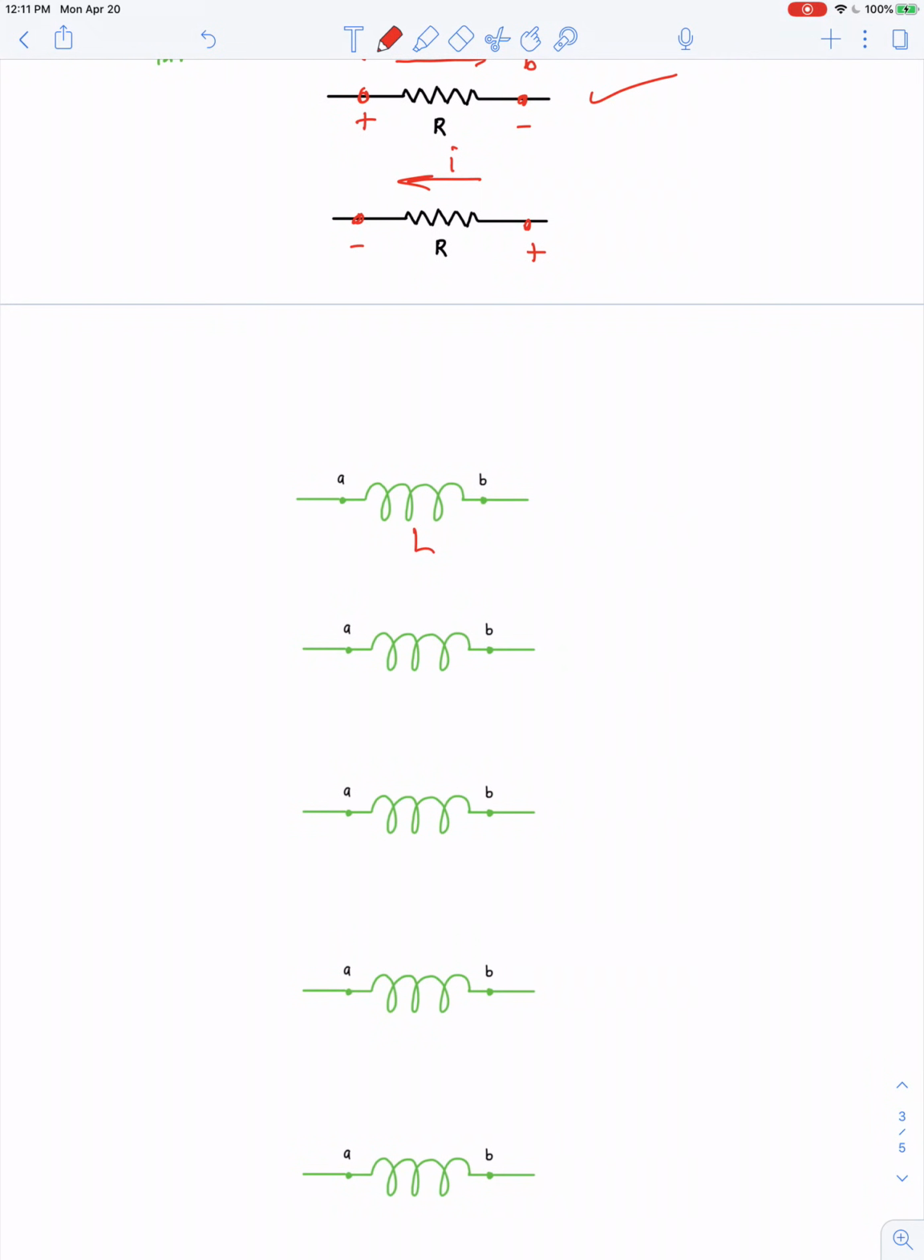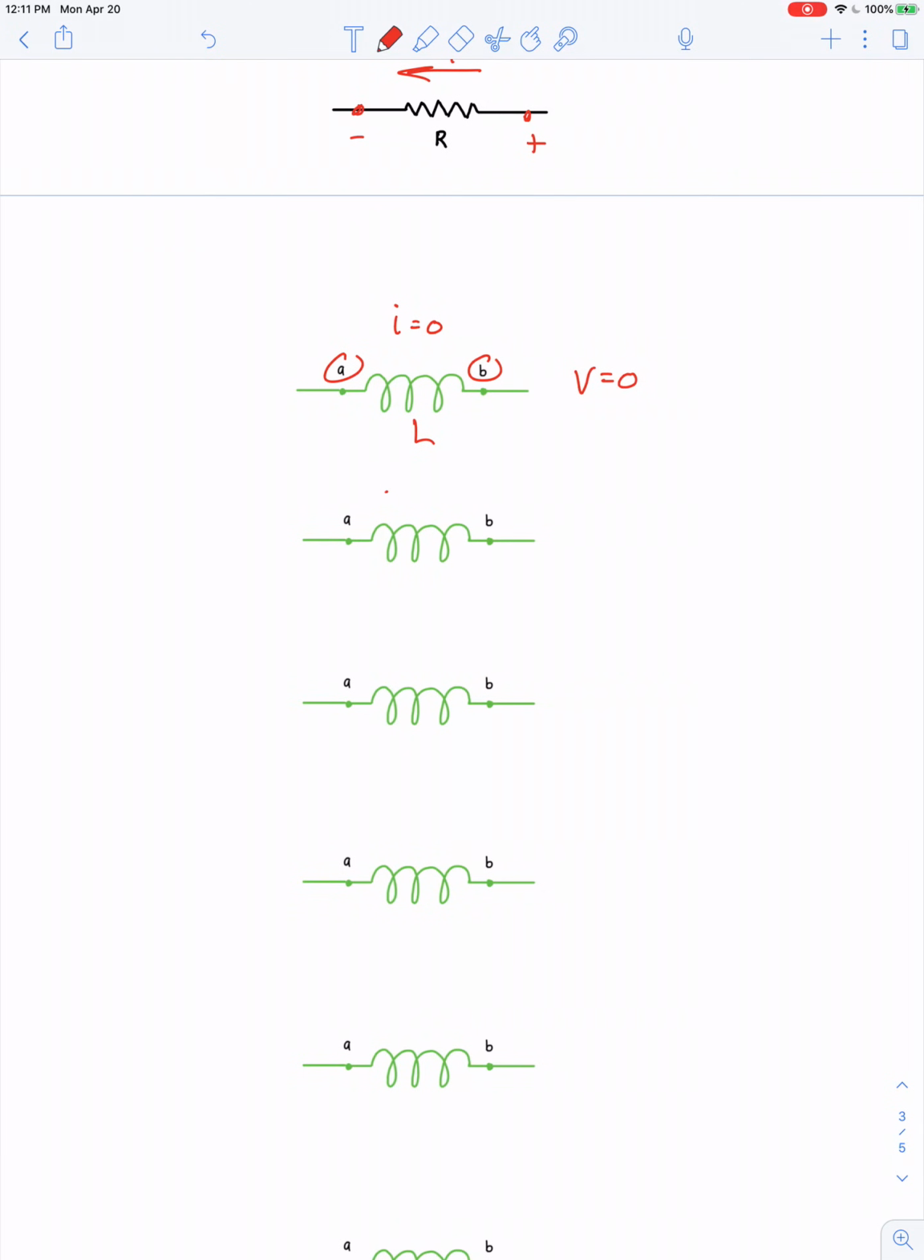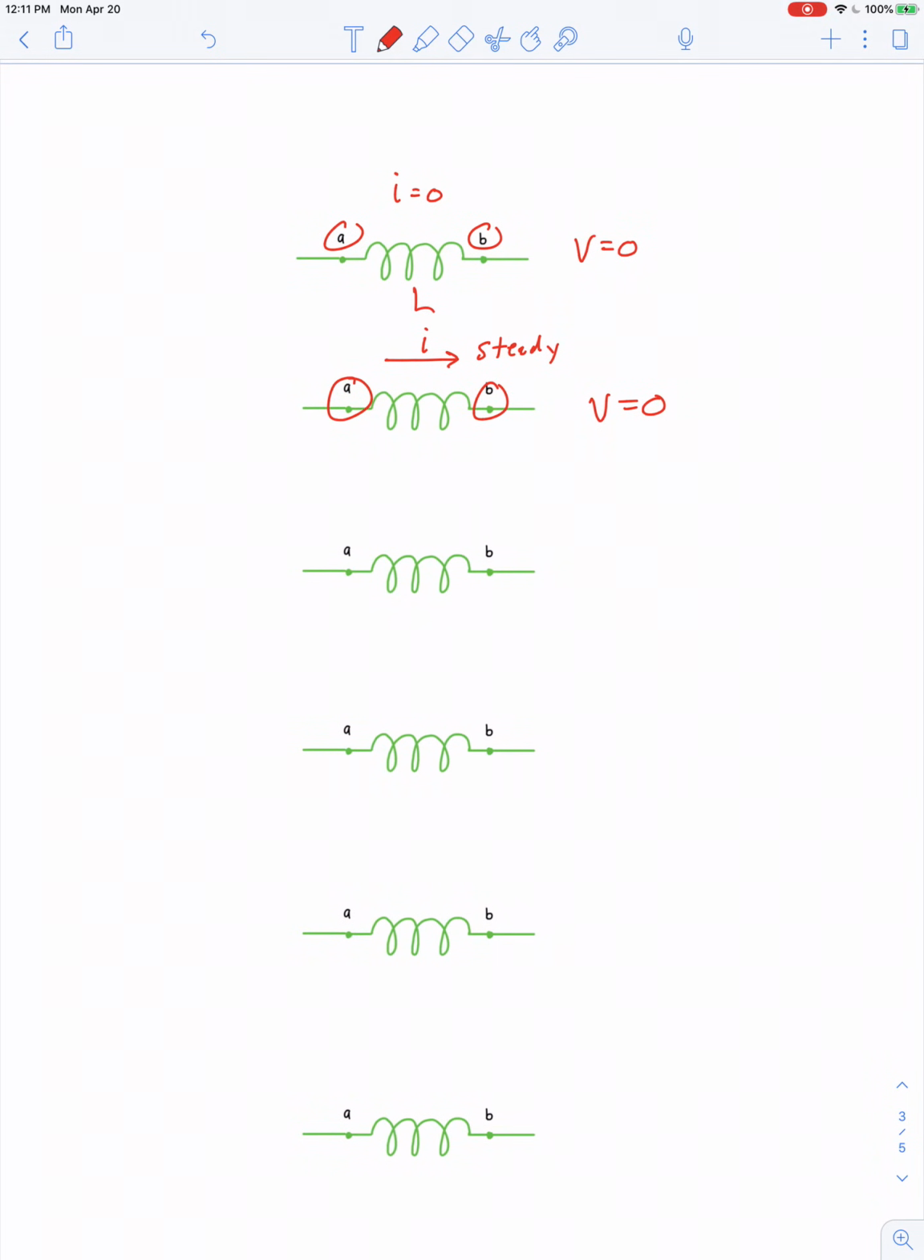Well, if there's no current at all, then point A and point B are at the same electric potential and there's no potential difference. If current flows to the right, and let's say it's a steady value of current, then once again, point A and point B are at the same potential and there's no voltage. But what if current was originally flowing just a little bit to the right and is increasing, so we have some value of di/dt that's positive as the current flows to the right?